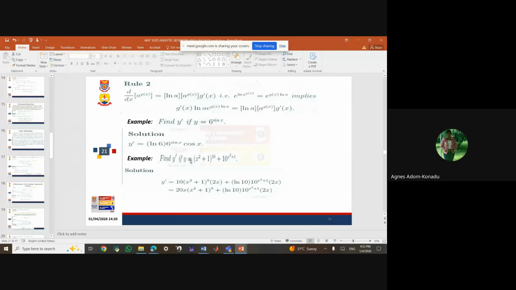You want to find y prime if y is equal to x to the power 5 plus 1 to the power 10 plus 10 to the power x squared plus 1. We know this one, you have to use the general power rule. So this is 10 times x to the power 5 plus 1 to the power 9 times the differential of the inside, plus, then this one looks like a to the power something. So this is ln 10, then you maintain the function 10 to the power x squared plus 1, then you differentiate the power, which is 2x. Then you can take your time and simplify.